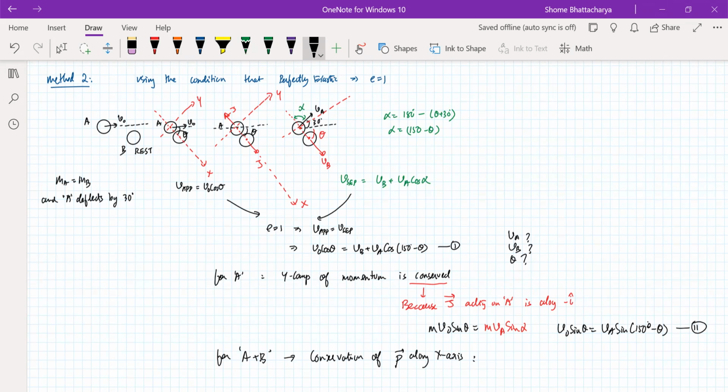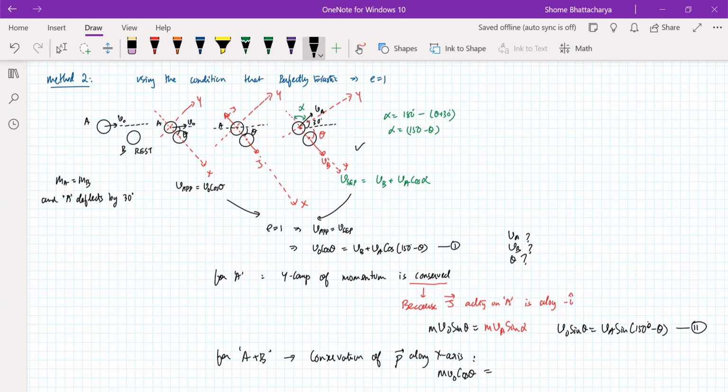But now for along the x-axis, what will the equation become? In the initial picture, it is m v naught cos theta. And in the final picture, it is becoming how much? In this diagram, how much is the momentum along the x-axis? This is the x-axis now. VB minus VA cos. So you'll see that this third equation that we are getting will be very easy to compare with the first equation.